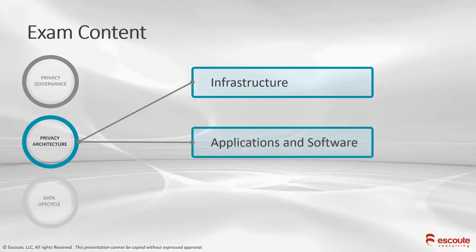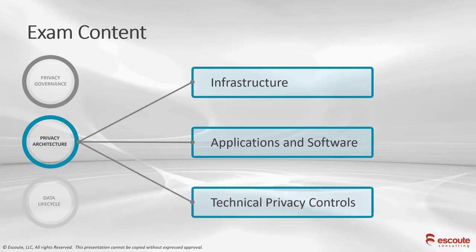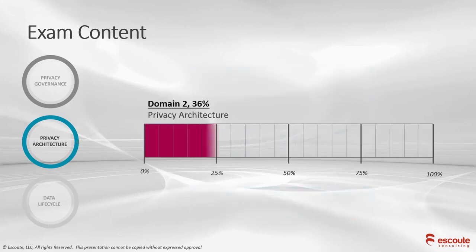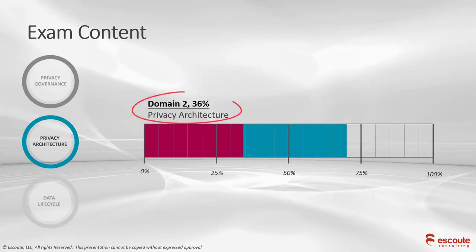We have applications and software, dealing with privacy by design, applications and software hardening, APIs, and tracking technologies. And then finally, technical privacy controls, really looking at the communication and transport protocols, encryption, hashing, de-identification, key management, monitoring and logging, and identity and access management. In this second domain, you can expect about 36% of the questions to come from privacy architecture.